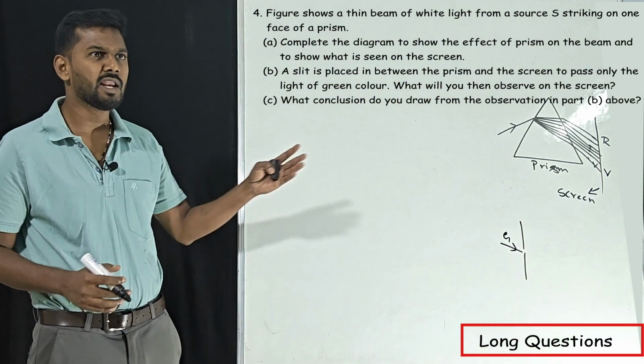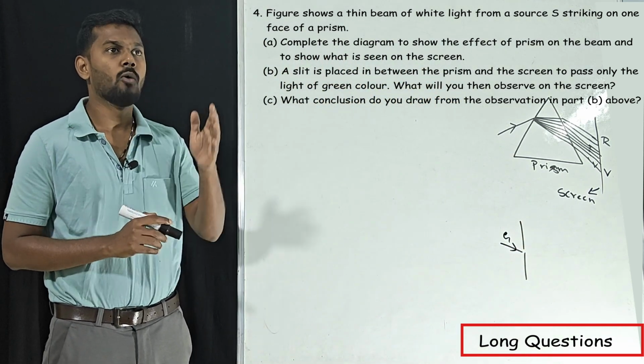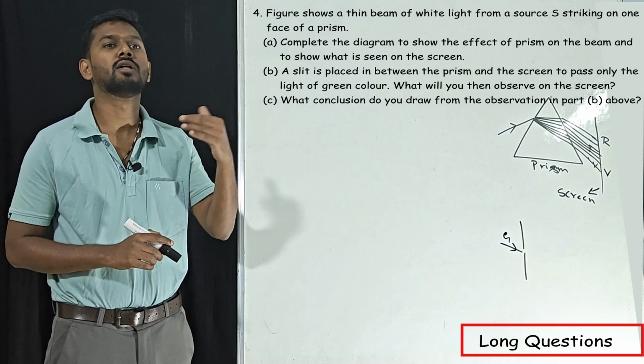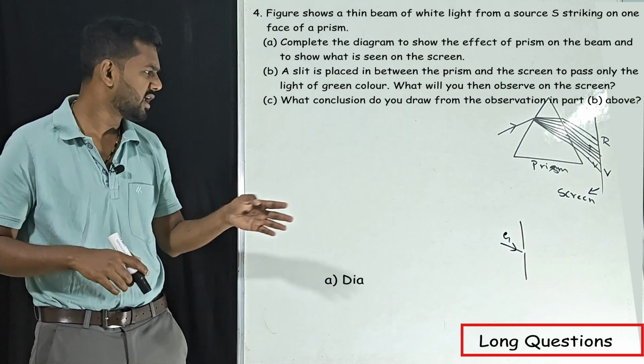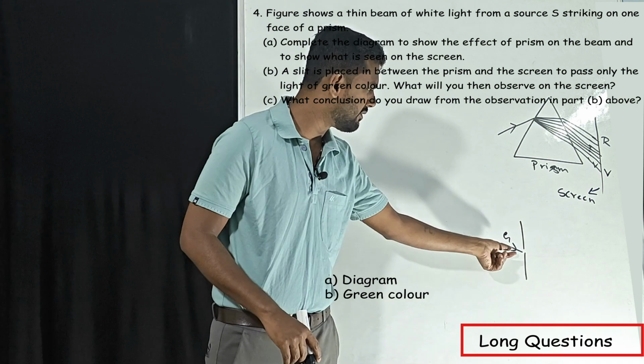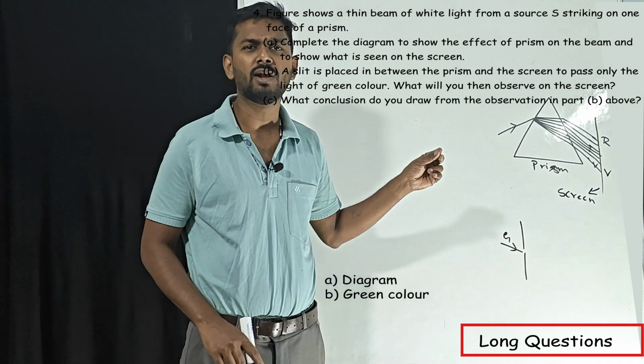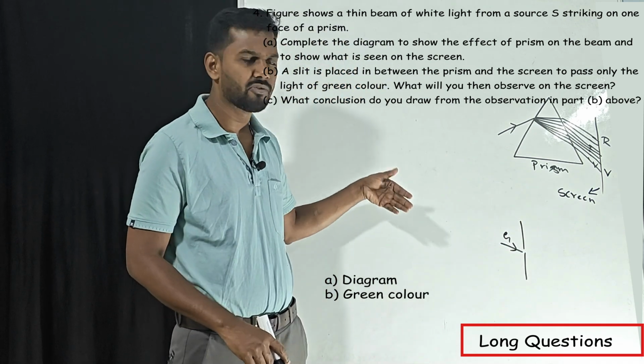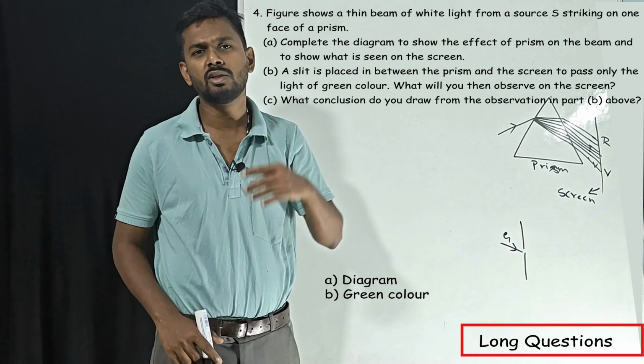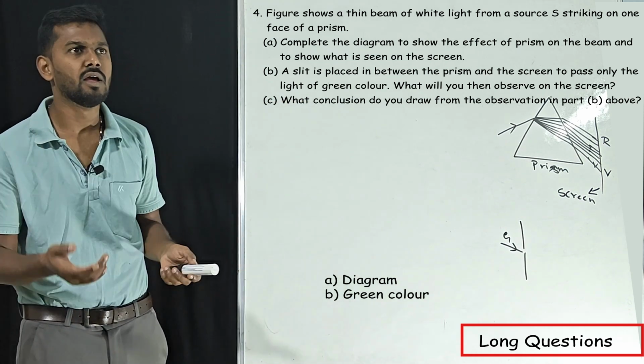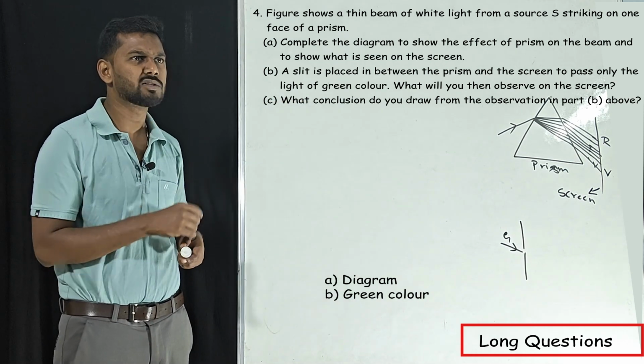If green light is getting passed through the slit, what will you then observe on the screen? Green color only. A slit is a material which has a narrow gap so that only one light can enter, correct? So if green light is entering, what color will you see on the screen? That will be green. Now we'll go for the last sub question.